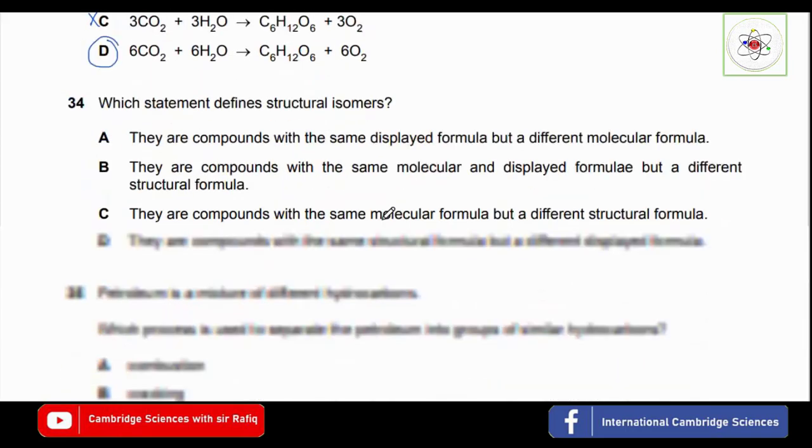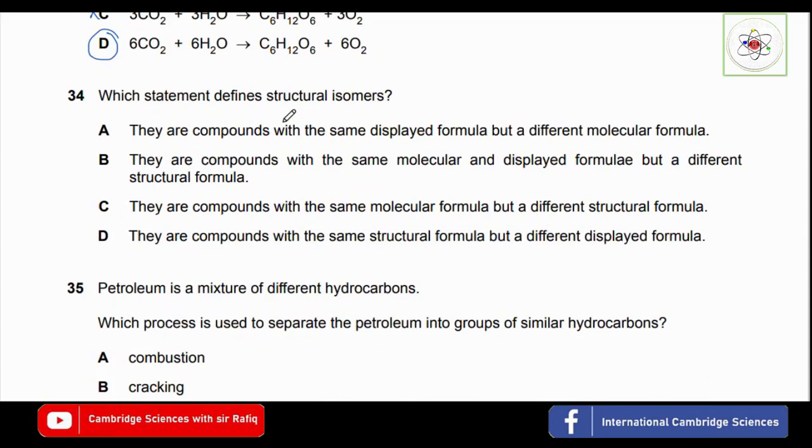34. Which statement defines structural isomers? They are compounds with the same displayed formula but a different molecular formula, or they are compounds with the same molecular and displayed formula but a different structural formula. So they are compounds with the same molecular formula but different structural formula. This is exactly the definition of structural isomers. Their structures are different and their molecular formulas are the same.